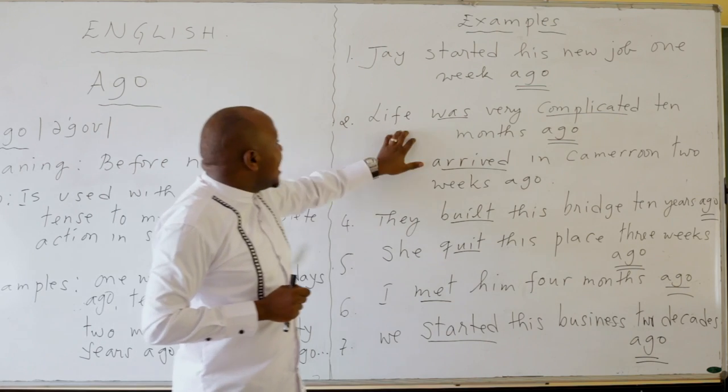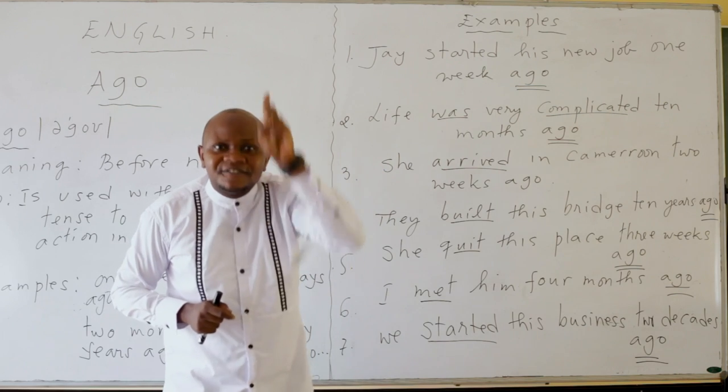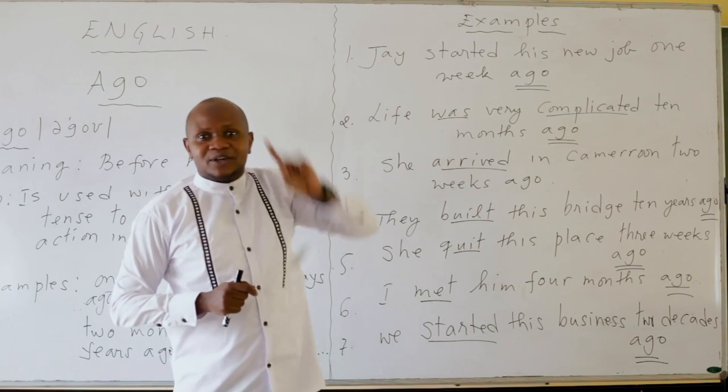Number two, life was very complicated 10 months ago. Life was very complicated 10 months ago.